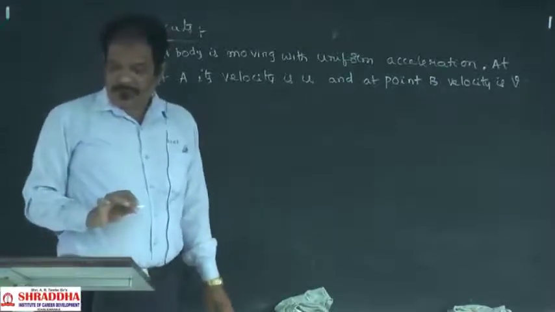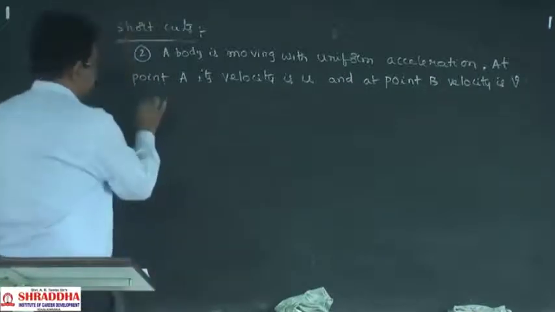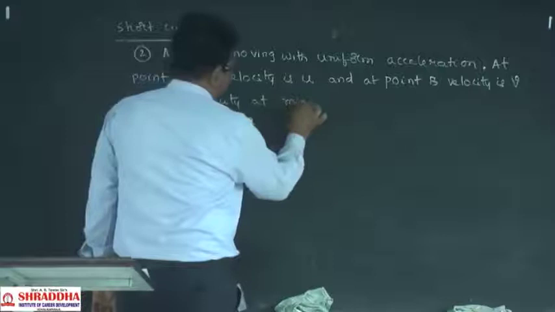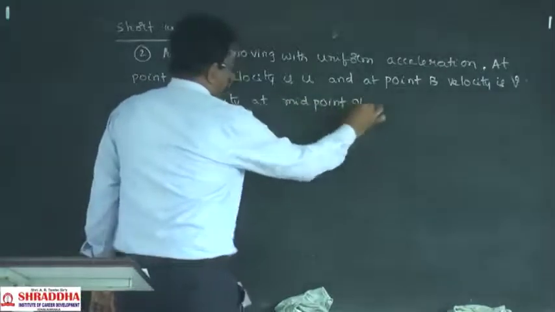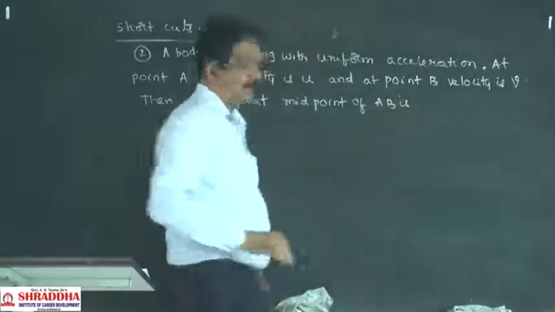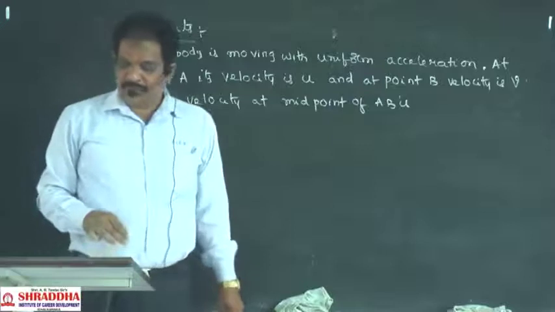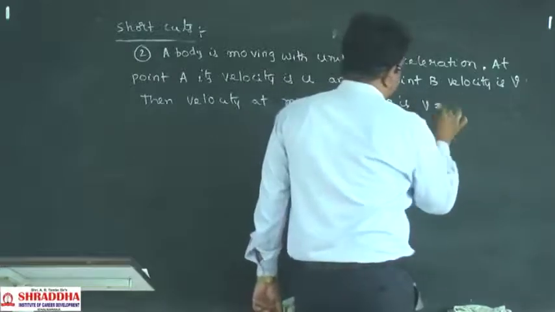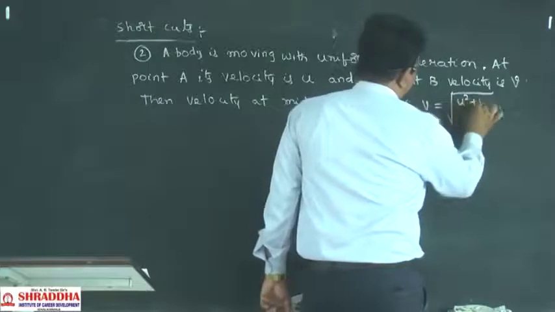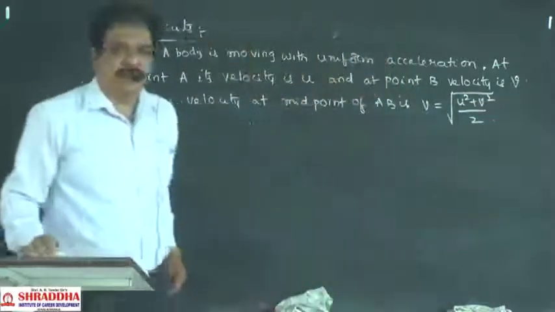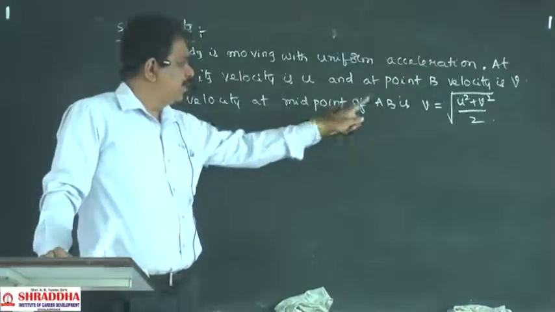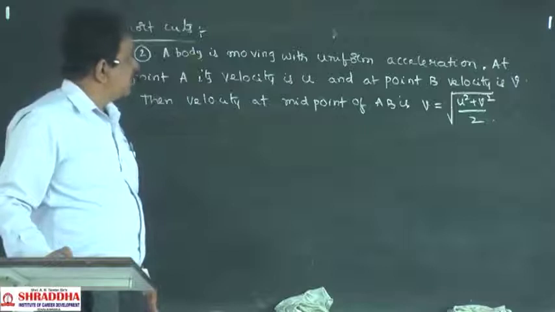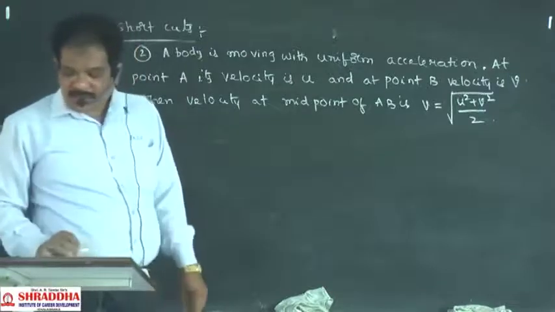Then what they are asking is the velocity at the midpoint of AB. Velocity at midpoint of AB, V is equal to square root of u square plus v square by 2. Okay, then how to do this one?